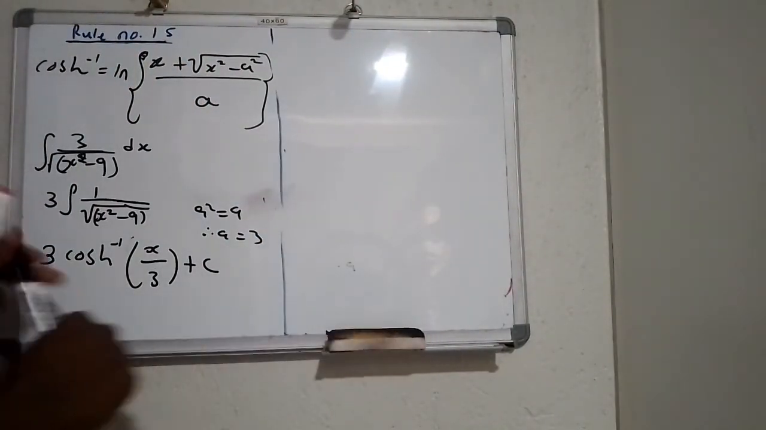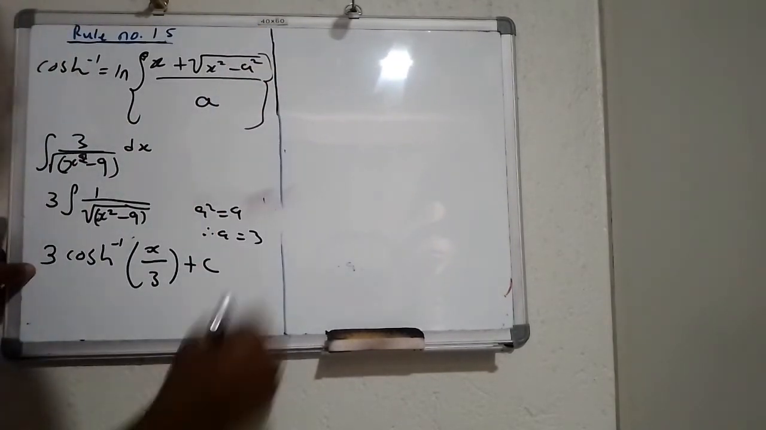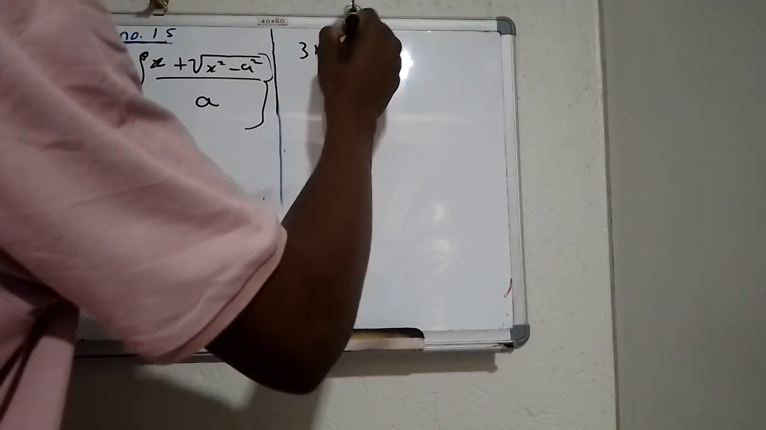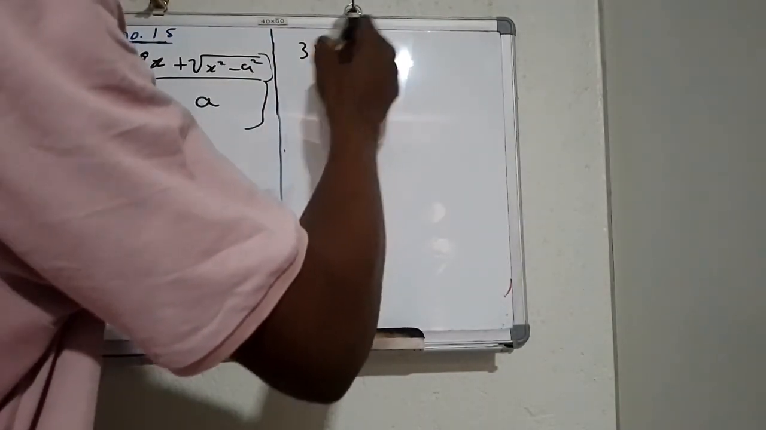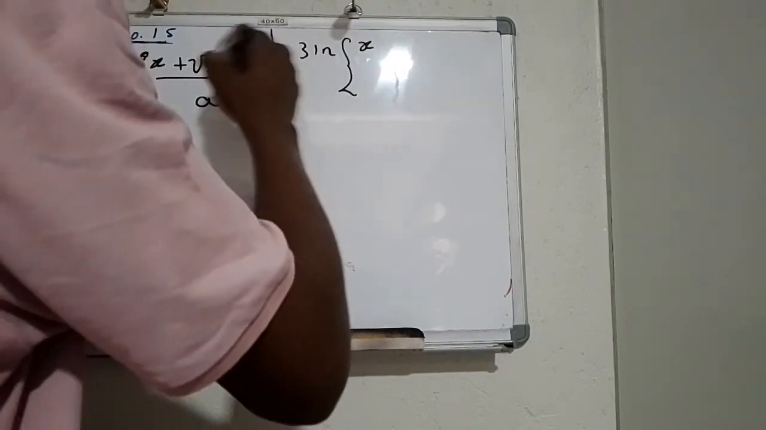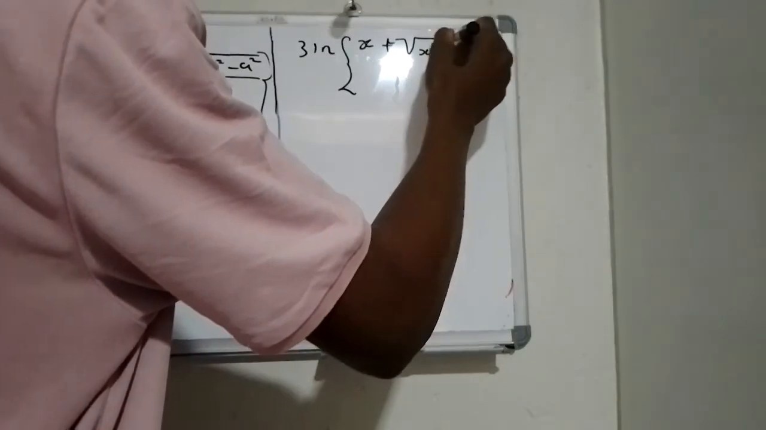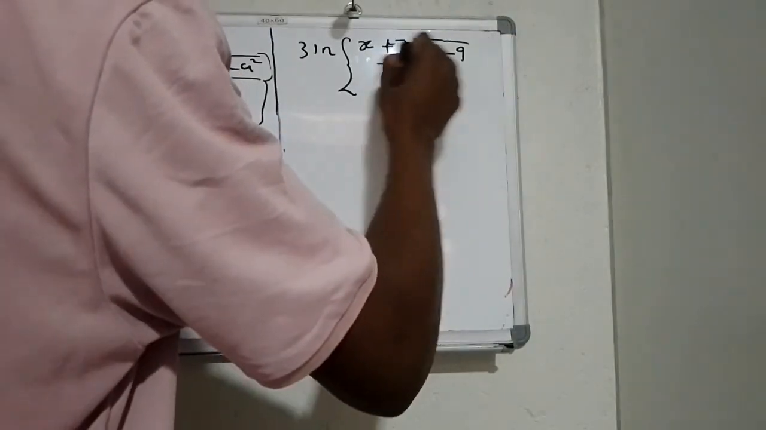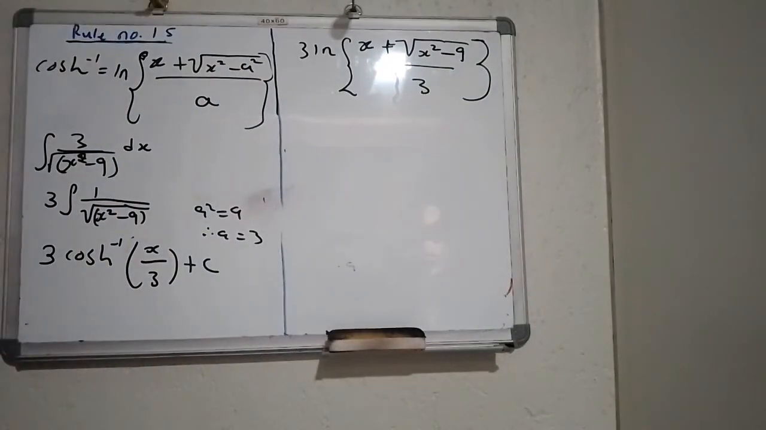See here, I'll have 3 ln of x plus root of x squared minus 9, over 3. That is my solution, right? I can write it like that.